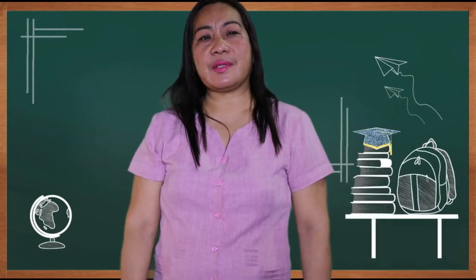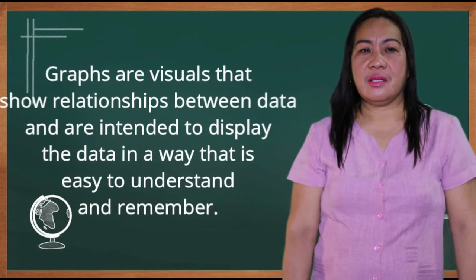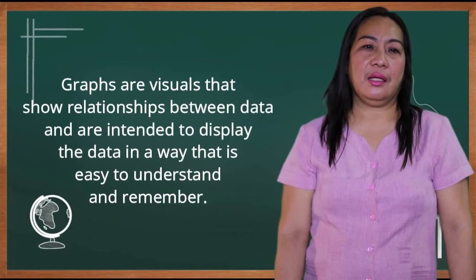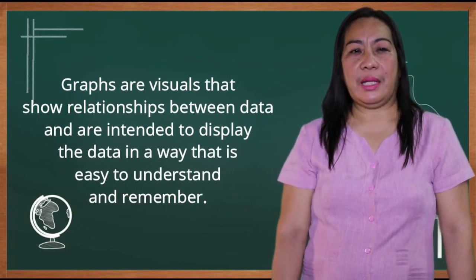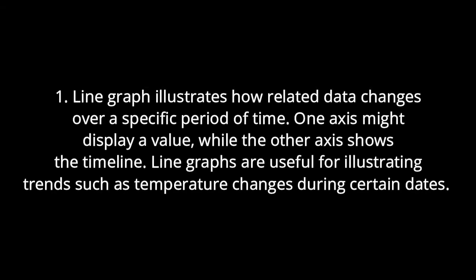Okay, there are common types of visual or nonverbal communication. A. Graphs. They show relationships between data and are intended to display data that is easy to understand and remember. Types of graphs. Number 1, line graph. It illustrates how related data changes over a specific period of time. One axis might display a value, while the other axis shows the timeline. Line graphs are useful for illustrating trends such as temperature changes during certain dates.